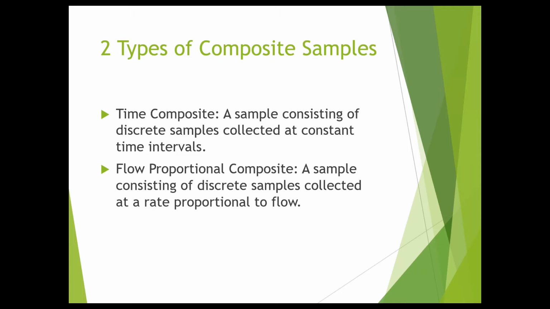So types of composite samples, you have time and flow proportional. Time is what we've been discussing. It's when you take a sample at a regular time interval. So when I said 15 minutes, wait 15 minutes, take another one, wait 15 minutes, take another one, that would be your interval, 15 minutes. That's as close as you can get without having a continuous sample. Because remember, within 15 minutes, it's one sample.